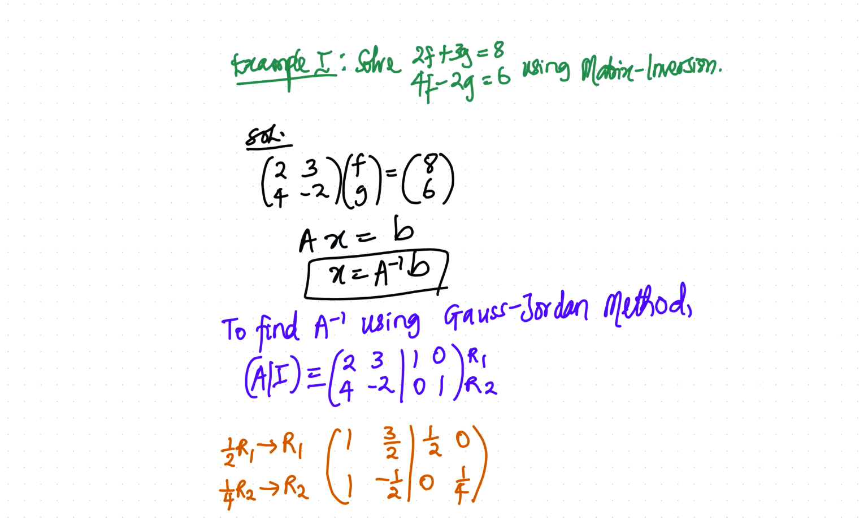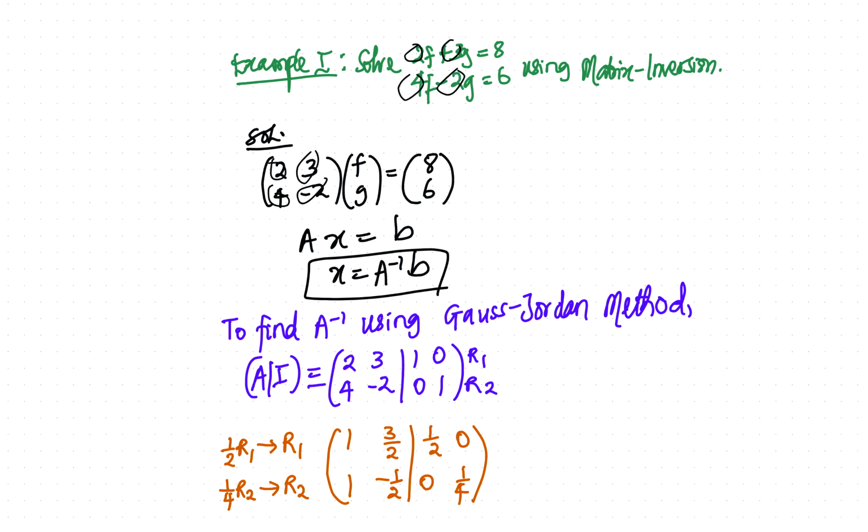Using matrix inversion, of course, like you know already, you have 2, 3. That's what we have here. You have 4, minus 2. Don't throw away the minus, if not, things will be wrong. So that's what you have right there also.